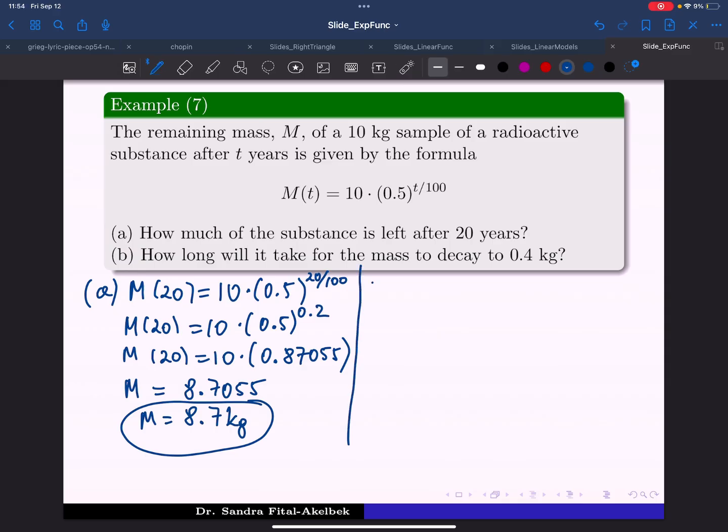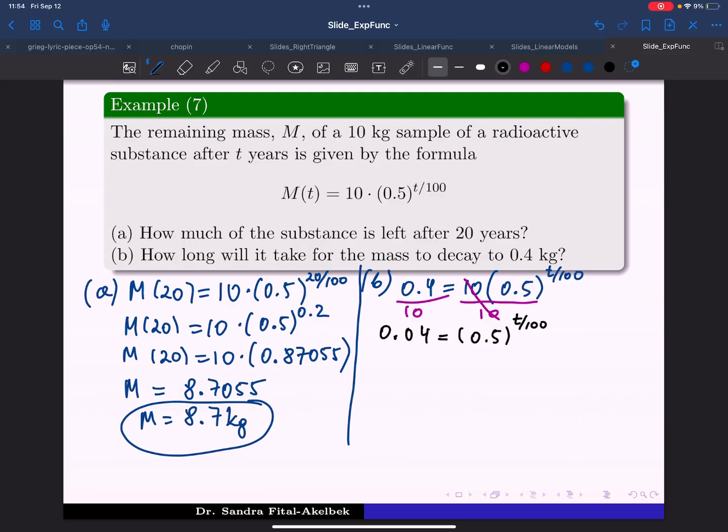For part B, we have how long will it take for the mass to decay to 0.4 kilograms. So now my mass is 0.4. So we have 0.4 is equal to 10 times 0.5 to the power t over 100. As before, first we divide by 10 to cancel this out. So we have 0.04 is equal to 0.5 to the power t over 100.